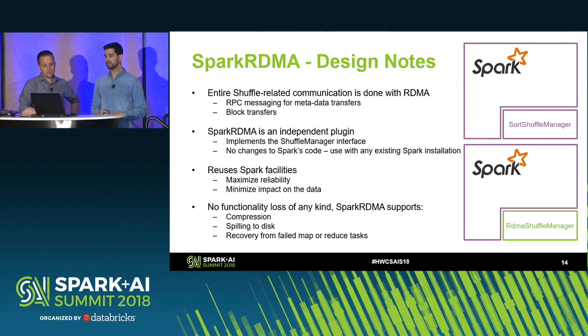So it reuses Spark facilities, and we do that in order to maximize reliability and to minimize the impact that this plugin can have on the data that is working in production environments. It has no functionality loss of any kind, so it supports compression, spilling, recovery from failed map and reduce tasks, and encryption and so on, and whatever you used to be working with when you do shuffles.